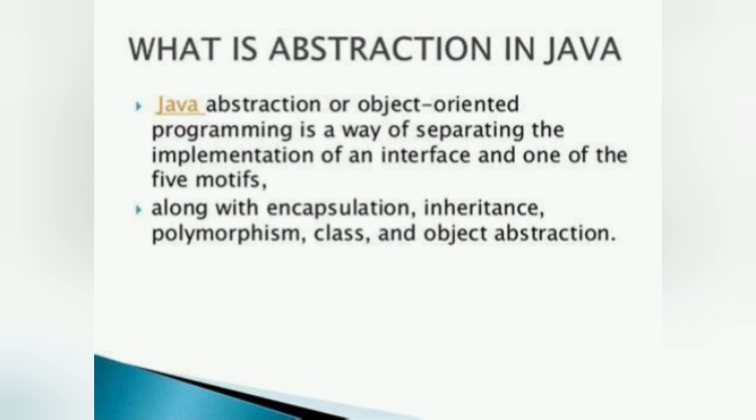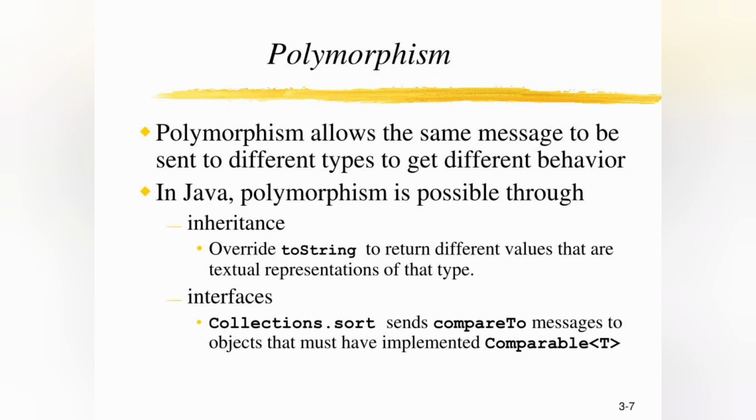Next, we'll go through data abstraction. It is a concept of hiding the complex implementation details and showing only the essential features of an object. This can be achieved using abstract classes and interfaces. Next, we'll go to polymorphism. It allows objects of different classes to be treated as objects of a common superclass. It provides a way to perform a single action in different forms. It can be achieved through method overloading and method overriding.